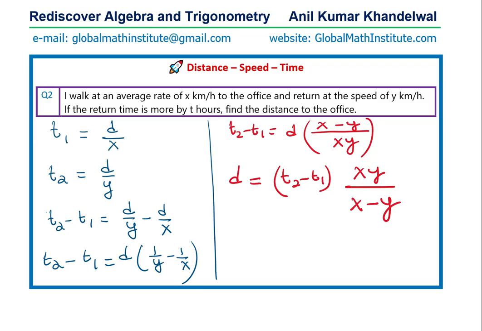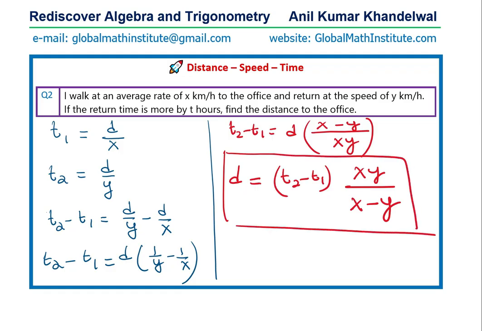Difference in time times product of speeds, over difference of speeds, right? And the distance is always positive, so you should have a positive value. So that becomes a very good solution for such questions. Now let's use this formula to answer question number 1 as a shortcut method.